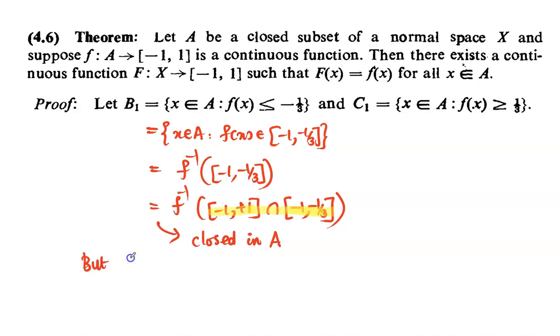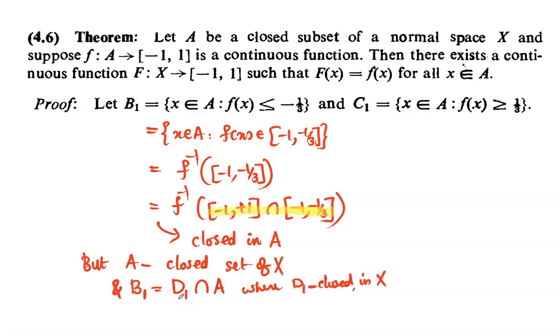But A is a closed set of X, and B1 being a closed subset of the subspace A can be expressed as the intersection of some closed set, say D1 of X, and our subspace A. So we can see that B1 is in fact the intersection of two closed subsets of X. Therefore, B1 should be closed in X also. So B1 is a closed subset of the subspace A and B1 is also closed in X as well.